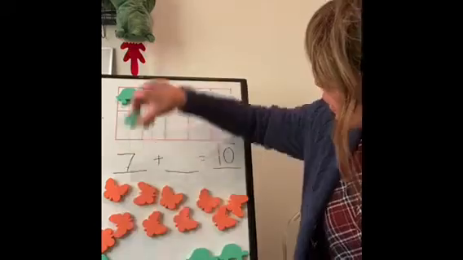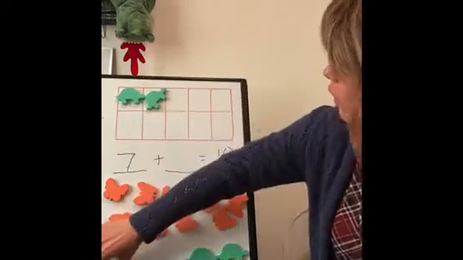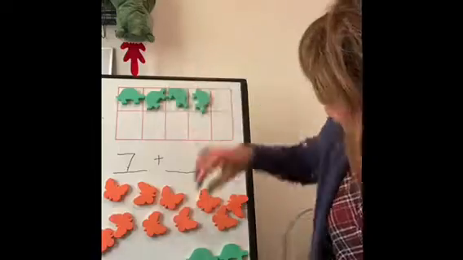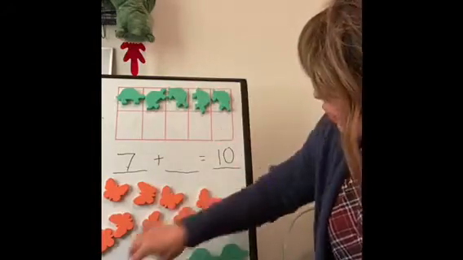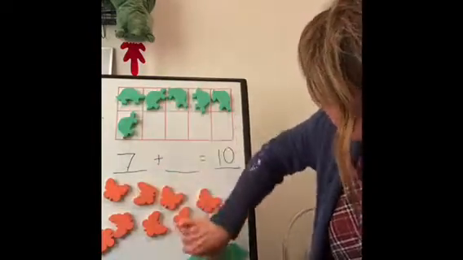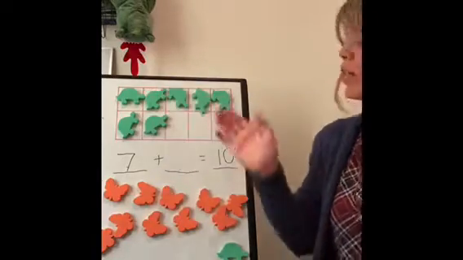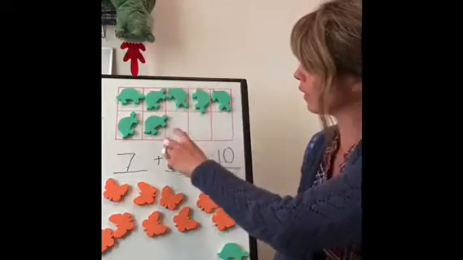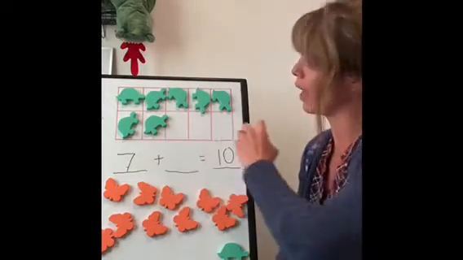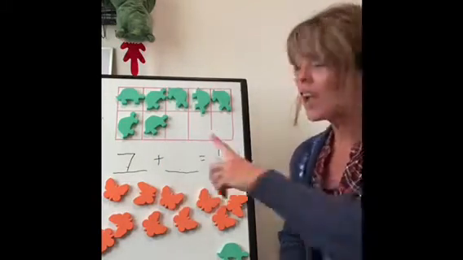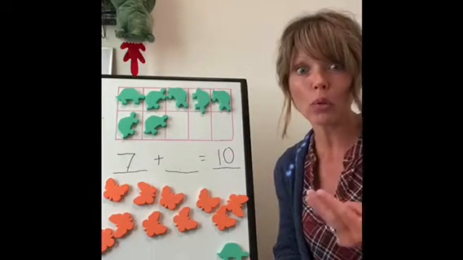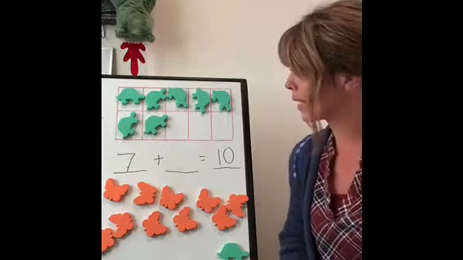1, 2, 3, 4, 5, 6, 7. Okay, so I have 7 turtles. I'm going to take a look at my 10 frame now. I've counted out 7 turtles. How many spaces do I have left? Oh, I have 3 spaces left. So that tells me that I need 3 more to make 10.